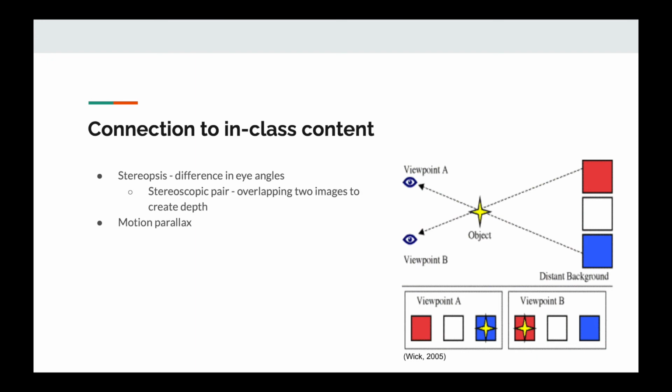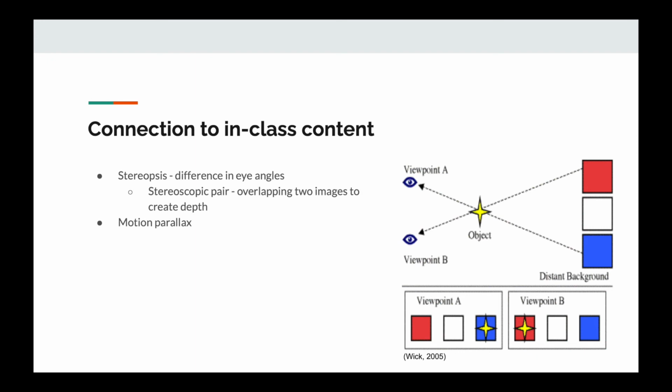These concepts are very important for 3D reconstruction, which is what I mentioned earlier, where you combine a bunch of different images and create a 3D model. And so this is very important for that idea.